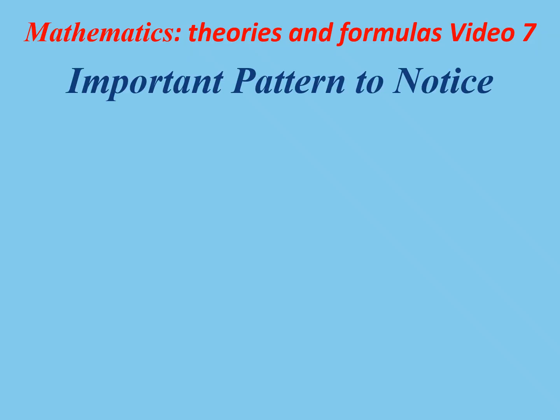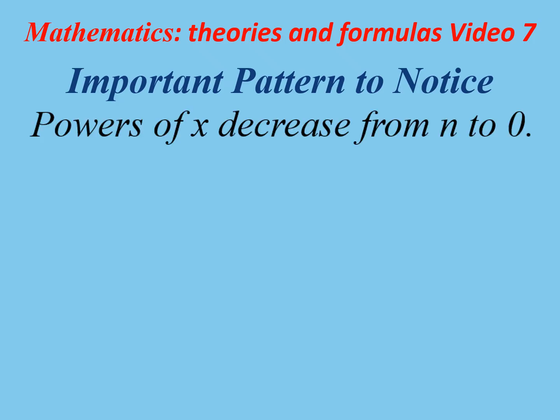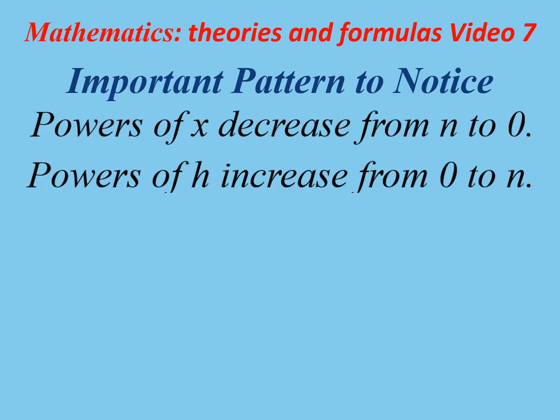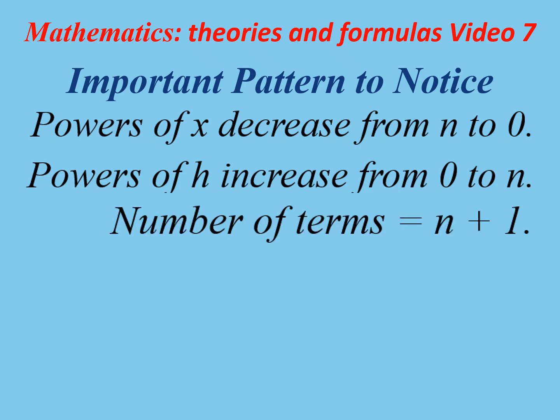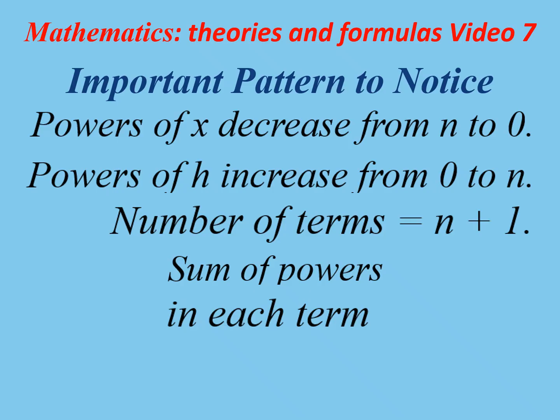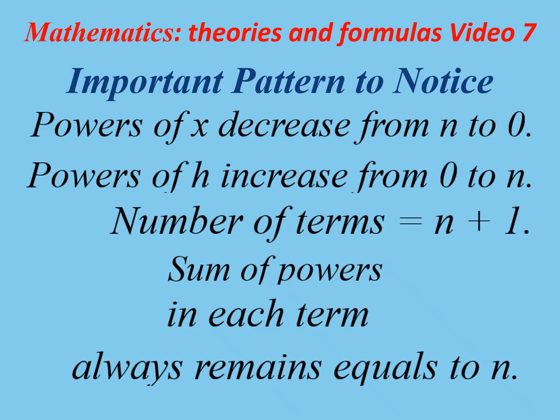There are some important patterns to notice in this binomial expansion. Powers of x decrease from n to 0. In the first term the power of x is n, and in the last term the power of x is 0. Powers of h increase from 0 to n. In the first term h has a power of 0, and in the last term h has a power of n. The total number of terms is n plus 1. The sum of the powers in each term always remains equal to n.